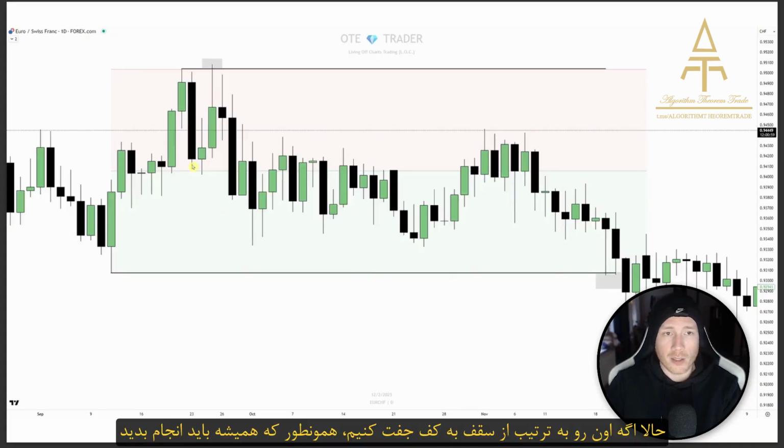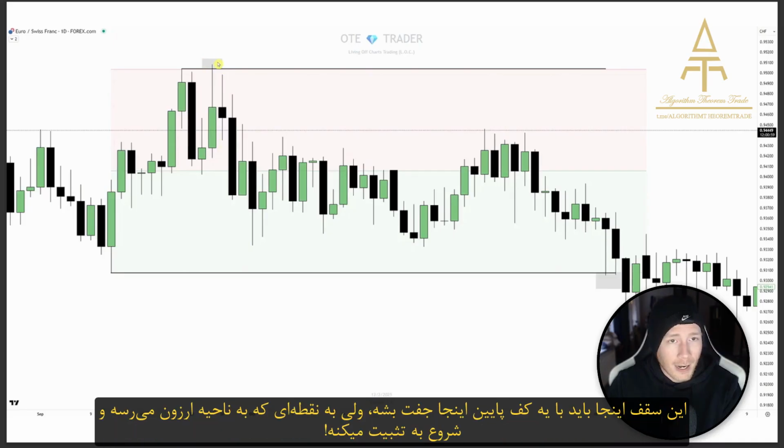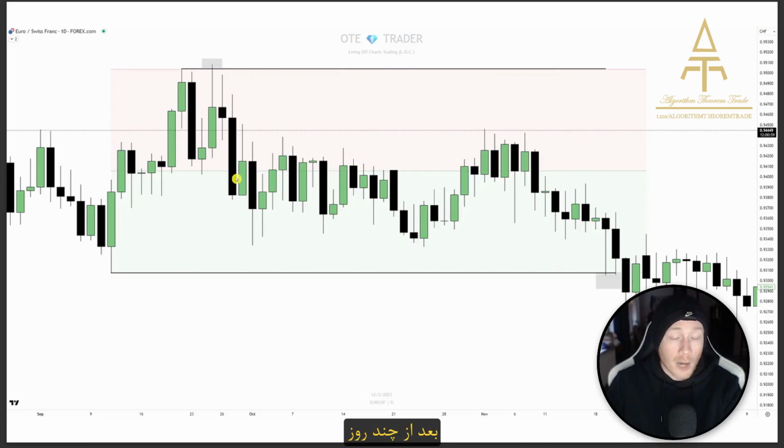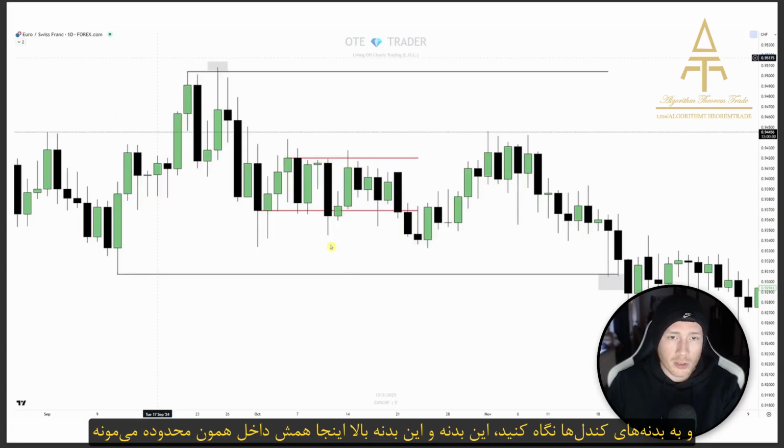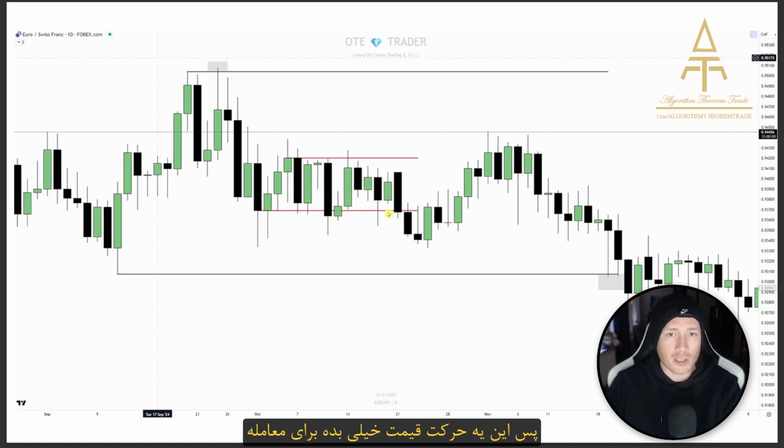Now, if I divide it up in order pairing high to low, as you should always do, this high over here should be order paired with the low down here. But look at the point where it drops down into discount and then starts to consolidate. After a couple of days, if it's still hanging around the equilibrium of the range, you should just avoid it. This is not high probability price action. And look at the bodies of the candles, right? This body and this body high over here all stay inside the same range. So this is terrible price action to trade.